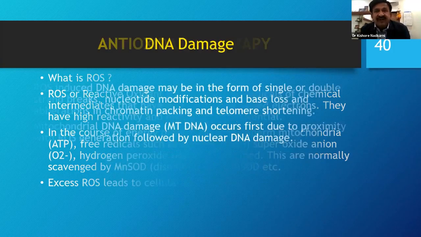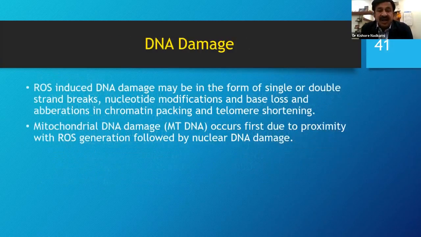It usually first affects the cell membrane and causes toxic lipid peroxidation of the cell membrane. It then goes on to the mitochondria and affects the mitochondrial DNA, RNA, and reduces energy production. And later on, it causes DNA damage, the nuclear DNA. This DNA damage may be in the form of single or double strand breaks, nucleotide modifications, base loss, aberrations in chromatin packing, and telomere shortening.